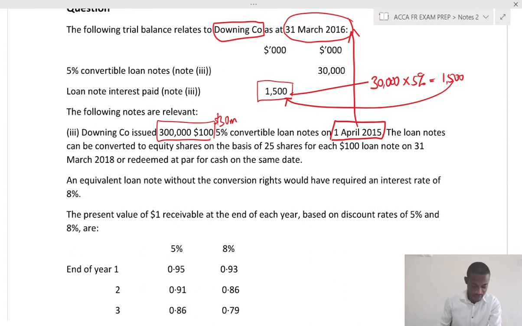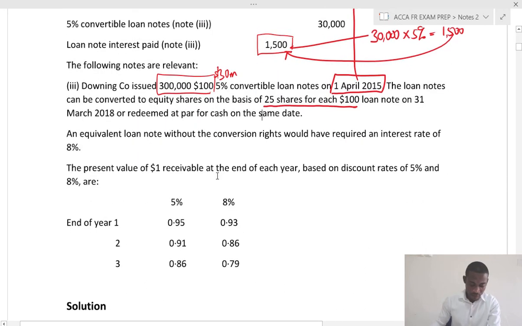The loan notes can be converted to equity shares on the basis of 25 shares for each 100 loan notes on 31st March 2018. So you look at the maturity period: 2016, 17, 18, that is 3 years. Now, in accounting for the convertible loan note, we ignore the dilutive effect of that, because that will be needed when we are calculating diluted earnings per share. So we don't need that now.